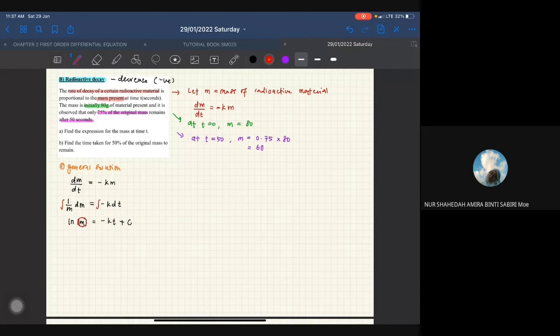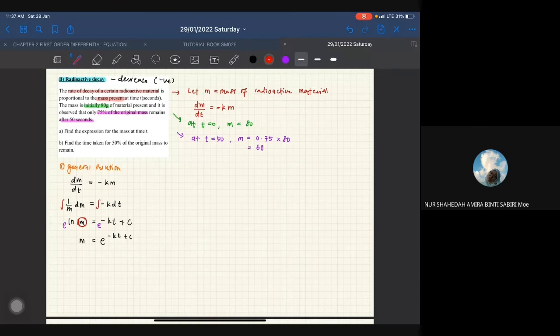Okay, so kita akan hilangkan ln, we put exponential dekat both sides. So you will get m. Okay, so bila kita dah buang ln, m tu stands alone, dia tak ada modulus. Right, so you get e power of negative kt plus c. Alright, so again, we are going to use rules of indices.